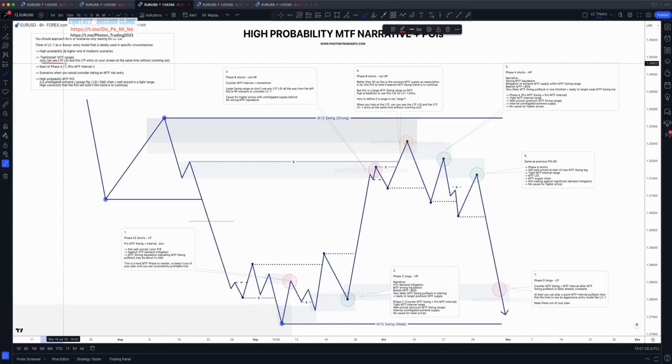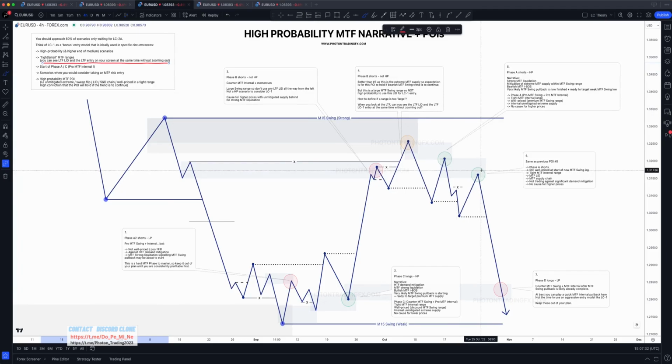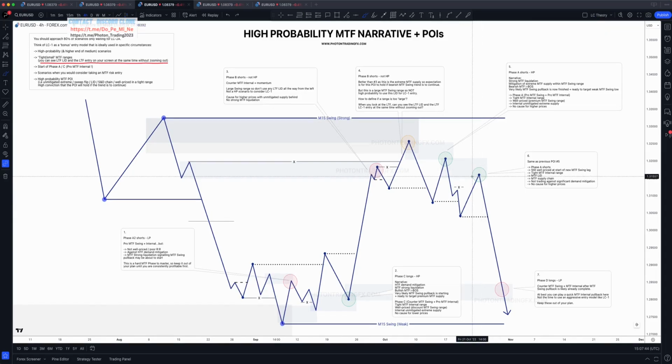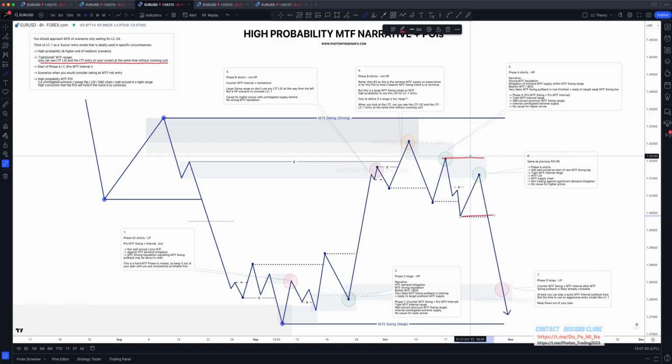A bit of a tip I can think of is this: when you get your mitigation, imagine price comes into your POI and you go, right, I want to trade from this medium time frame POI here. Then you get the mitigation and drop down to your lower time frame to look for an entry model. You ask yourself, is this medium time frame internal range small enough to look for an LC1, or is it too big?